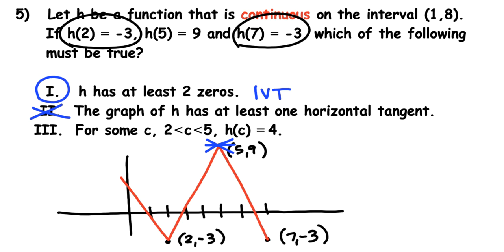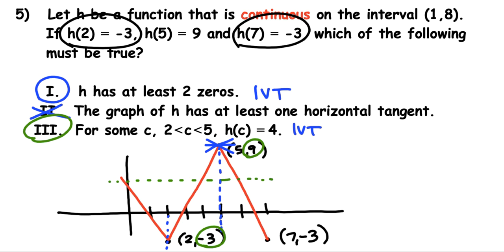And then finally, part C, between 2 and 5, so in other words, between these 2 dotted lines here, h of c, in other words, the height of the red graph must be 4. That's true, that's IVT once again, because y equals 4 would be a horizontal line, and 4 is certainly between 9 and -3. So yeah, that has to happen. So number 5 is 1 and 3 only.